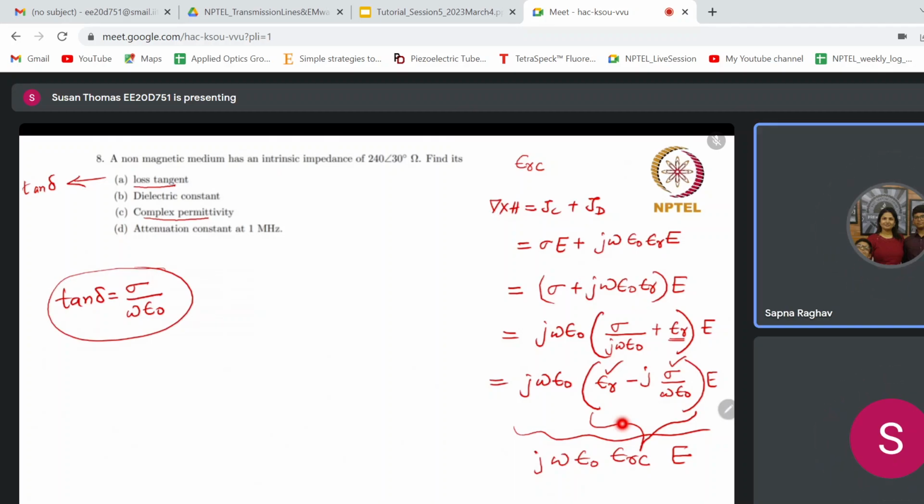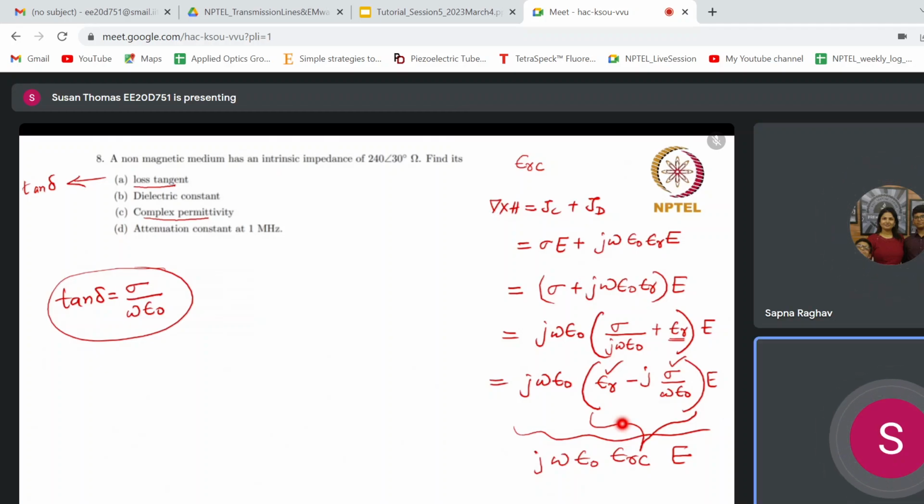Why do we call it loss? Let me come to that. Just as this is the imaginary part of the relative permittivity, exactly. If you say dielectric, the best dielectric will have sigma by omega epsilon naught very much less than 1. How do I explain that in a better way?